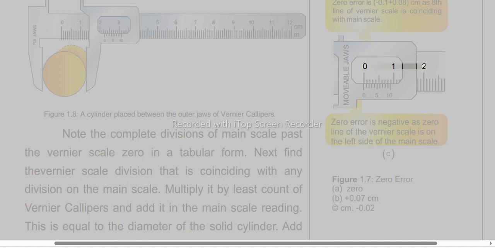0, 1, 2. 0, 5, 10. Movable jaws. Figure 1.7, 0 error, A, 0, B, plus 0.07 centimeters.